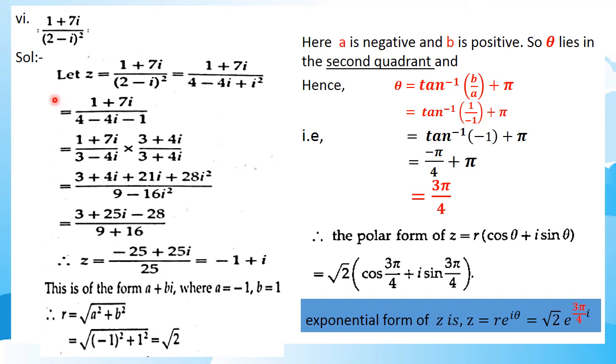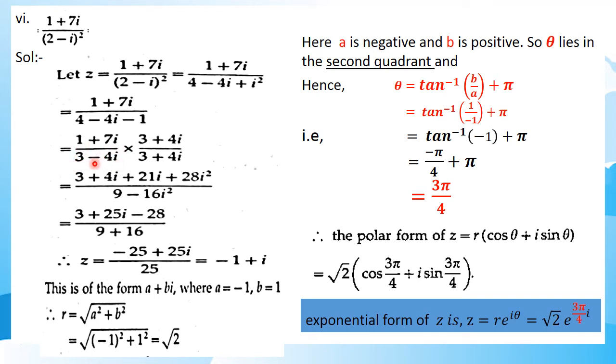Sixth one, 1 plus 7i upon 2 minus i the whole square. So, let z is equal to 1 plus 7i upon 2 minus i the whole square. We will expand the denominator by using the a minus b the whole square formula. So, a square minus 2ab plus b square, and i square is minus 1, and 4 minus 1 is 3. So, 1 plus 7i upon 3 minus 4i.